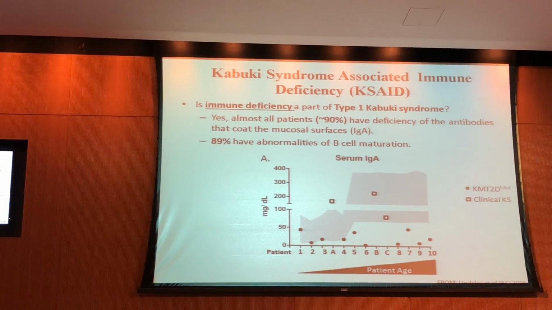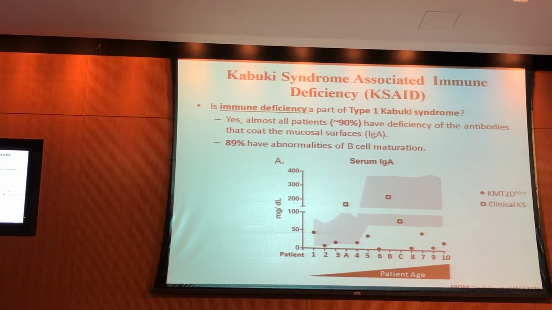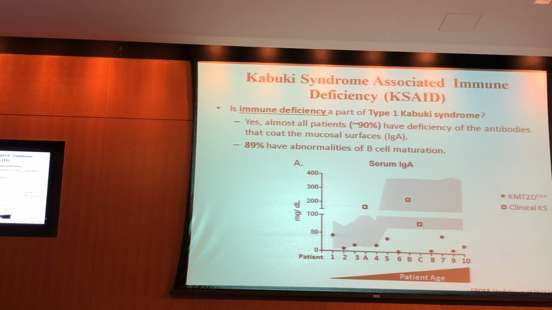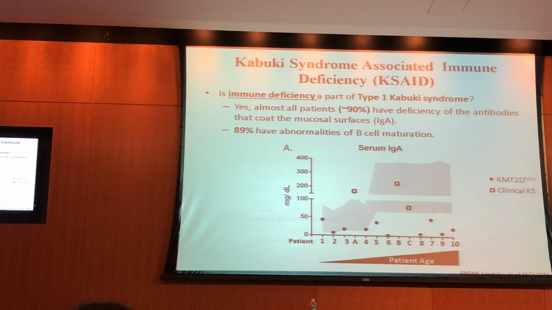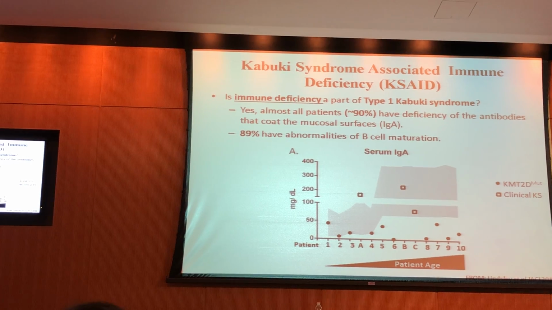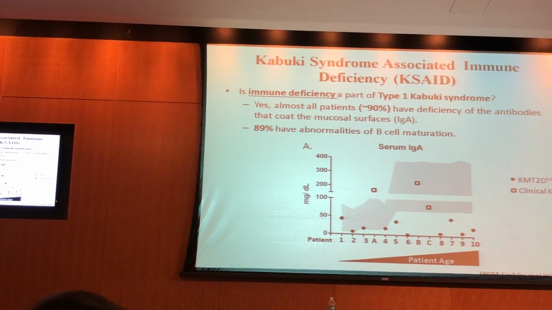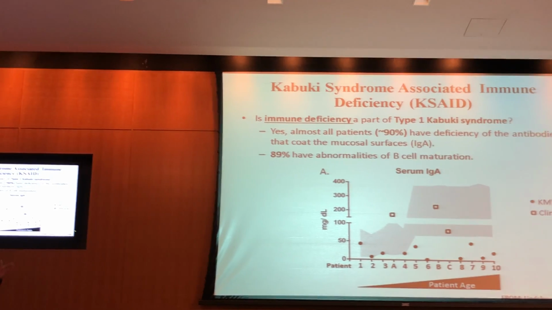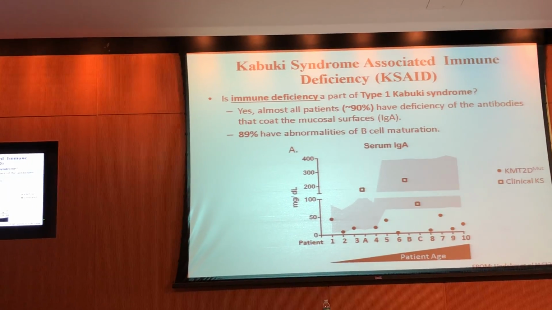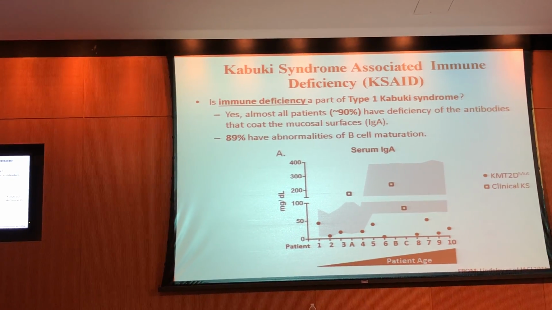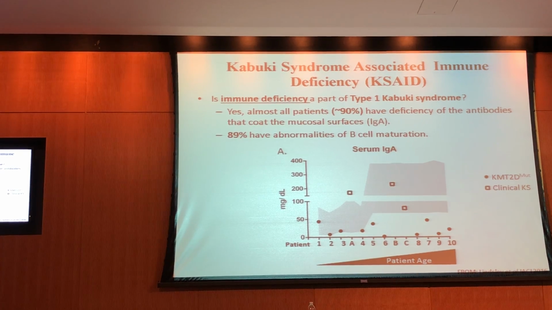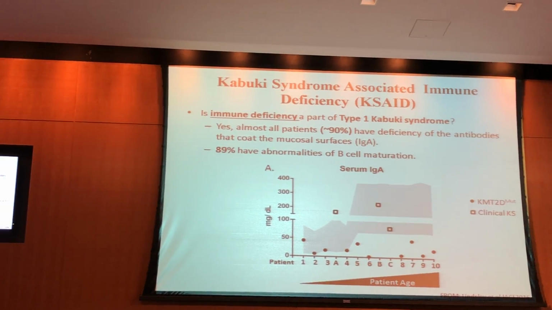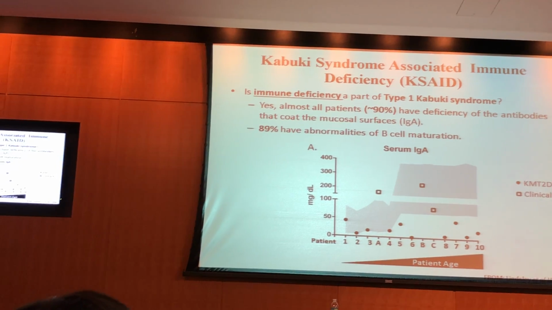So now this gets to some of the work that I've done in a cohort of patients I've been working with at Cincinnati Children's that have Kabuki Syndrome for several years. And this is some data that was published several years ago. We've since expanded our cohort and have been able to validate these findings. But this is a graph of serum IgA. This is the antibody that is found in the blood, but also is very important for coating all the mucosal surfaces, the lungs, the GI tract, and it helps protect you from infection at those spots.